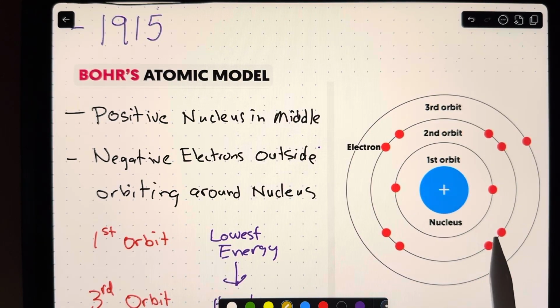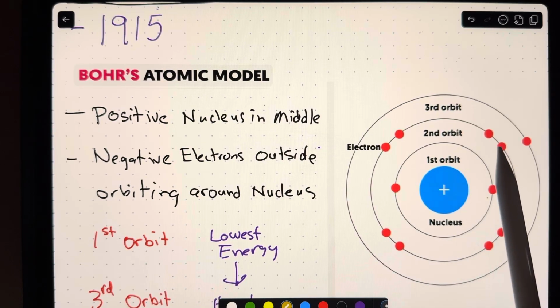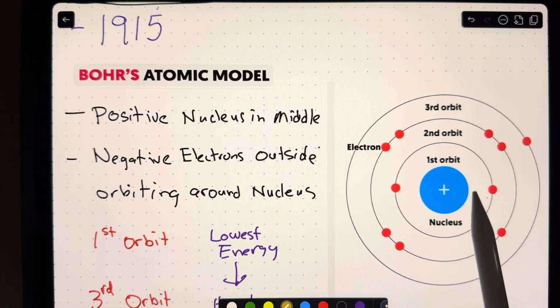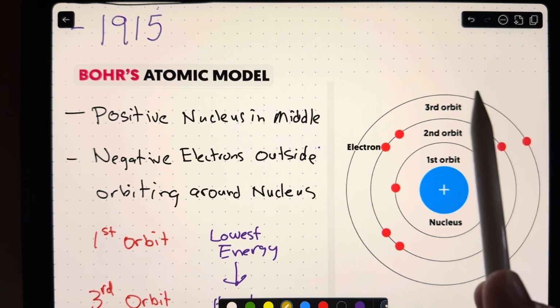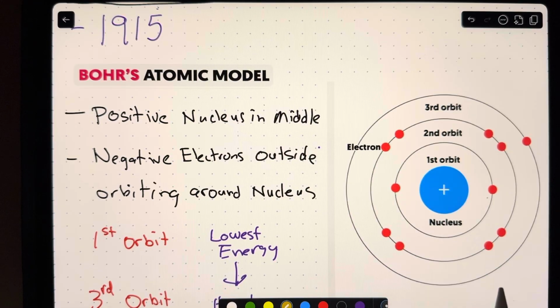Okay, now you're going to notice that there are three shells, or orbits. The first shell is going to hold 2, and then in this case it's going to be 1, 2, 3, 4, 5, 6, 7, 8, and this one holds 8, and then you've got this one lone one floating around out here.